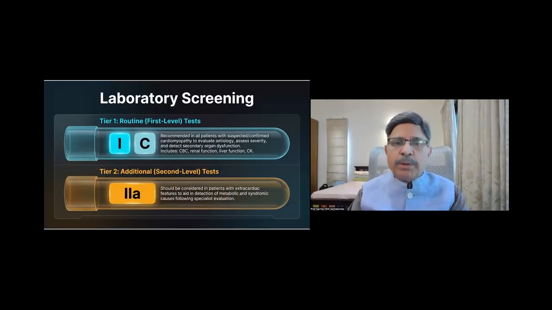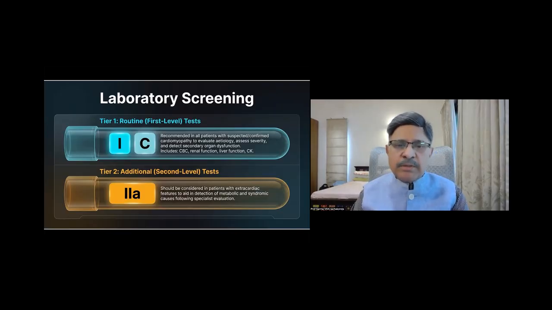Now, what laboratory screening do I do? Whenever I show the green-blue, that is high-level evidence. The orange color is second-level evidence. First-level tests are class 1C evidence, recommended in all patients with suspected or confirmed cardiomyopathy to evaluate the etiology, assess the severity, and detect secondary organ dysfunction. This includes CBC, renal function, liver function, and creatine kinase.